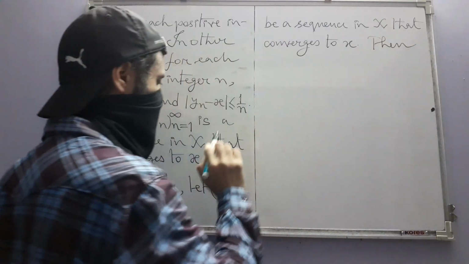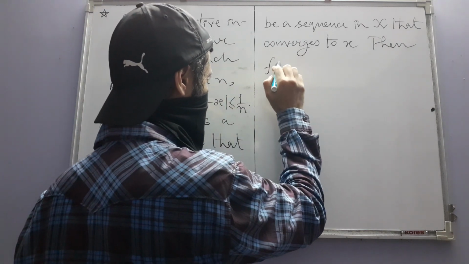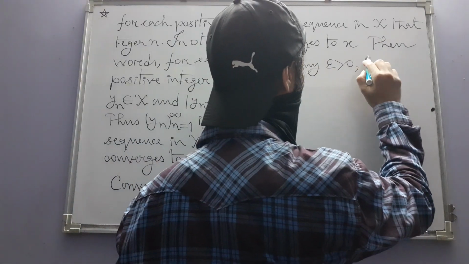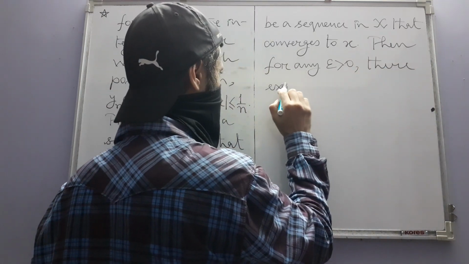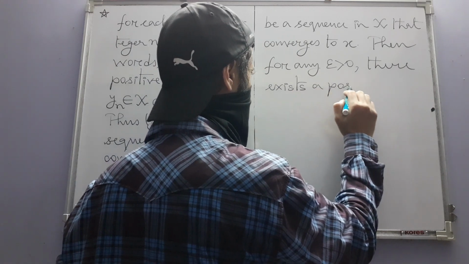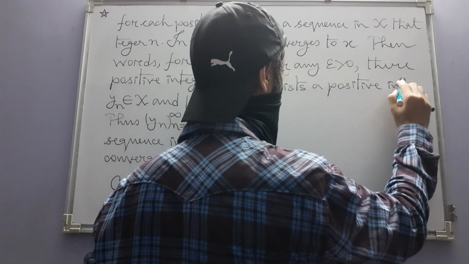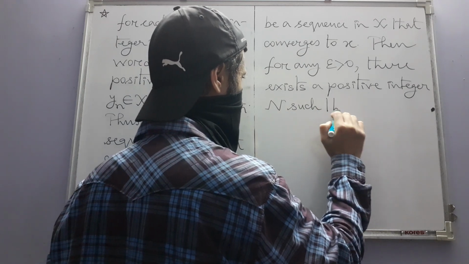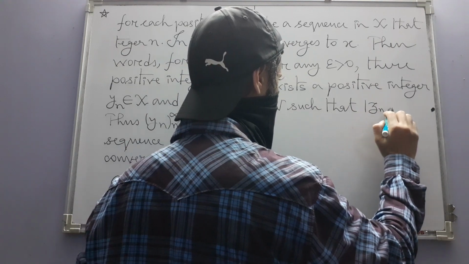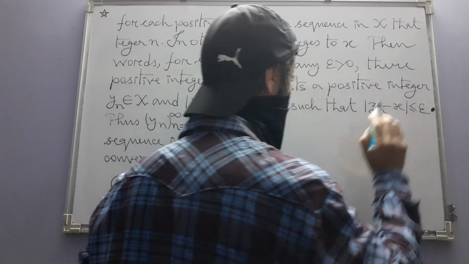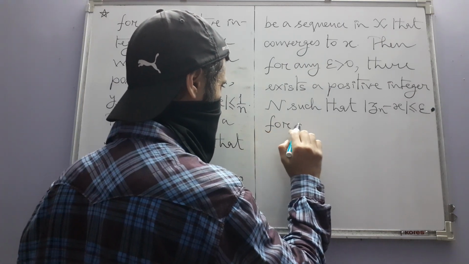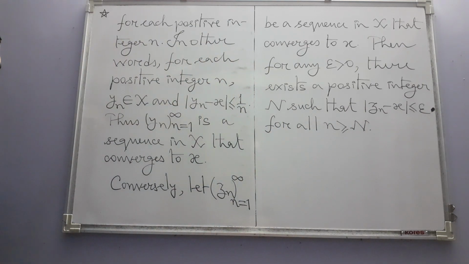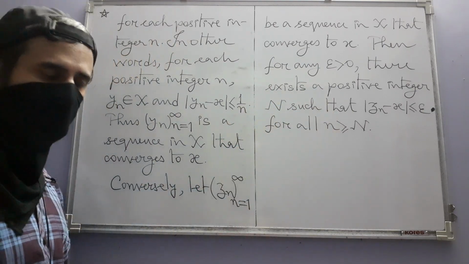Then simply from the convergence of Zn to x, we have this: for every epsilon greater than 0, there exists a positive integer capital N such that the distance between Zn and x does not exceed epsilon for all positive integers small n greater than or equal to capital N. So this is just simply the definition of convergence, that's it, nothing else.